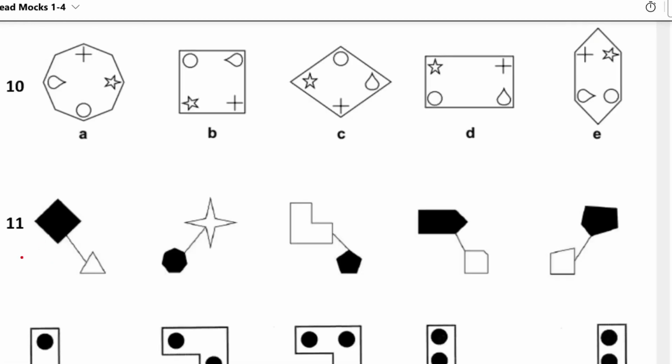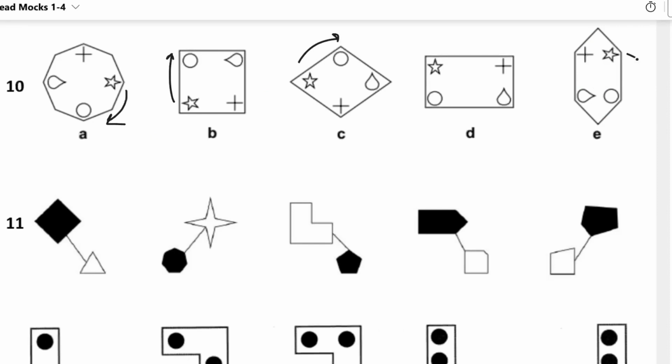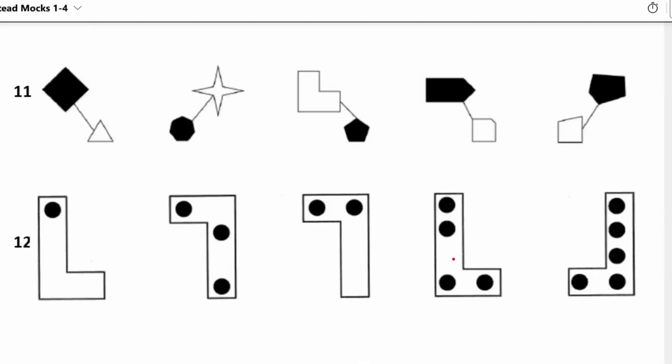For question 10, the order always goes in a clockwise direction, going star to circle. Clockwise going star to circle, clockwise going star to circle, and then clockwise going star to circle. The only one that isn't like that is this one, which is going anti-clockwise star to circle. So it would be D.